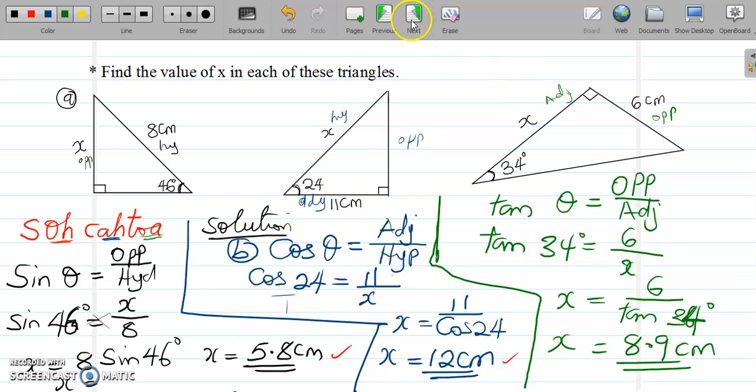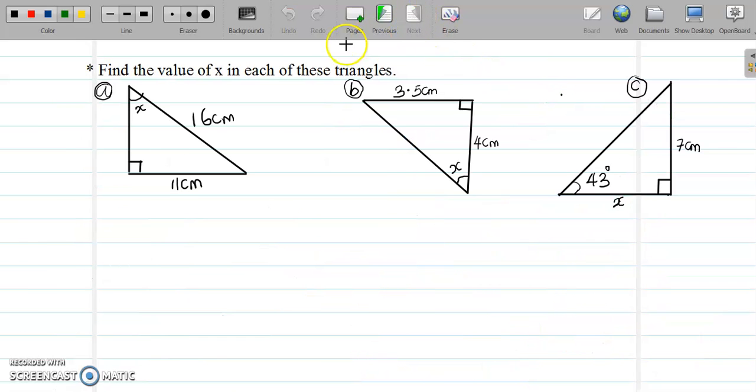Okay, now let's look at this final example. Here we are asked to find the value of x in each of the triangles. For me to find the value of x here, we are talking about theta. First of all, I need to bring out my SOHCAHTOA. This will enable me to solve my problem faster.